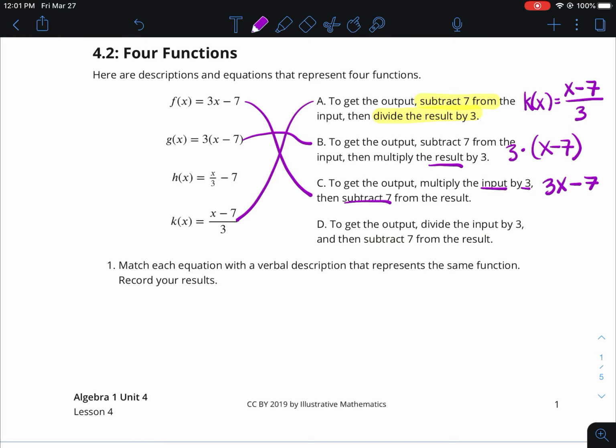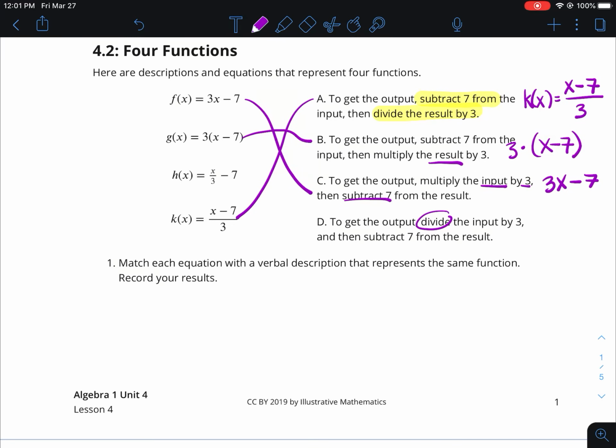And then for D, to get the output, divide the input by 3. So I'm going to start, input is x, divide by 3. Then subtract 7. So subtract 7 here. And that gives me H. So just be careful about your order on those.